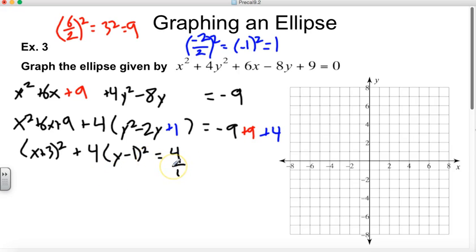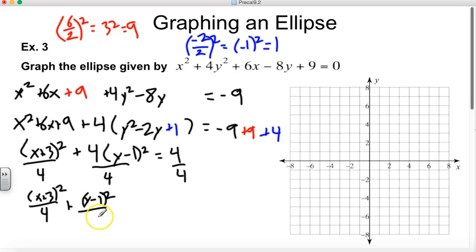Okay, so the last thing right here we need to do is just divide everything by 4 to make it equal 1, right? Because we want the standard form of an ellipse, it's got to equal 1. So we're going to divide all of our fractions by 4. So we get x plus 3 squared over 4 plus y minus 1 squared over 1, right? And you don't have to put over 1. You can just leave it like that without the over 1, but it's going to help me to see it over 1 to identify A and B.